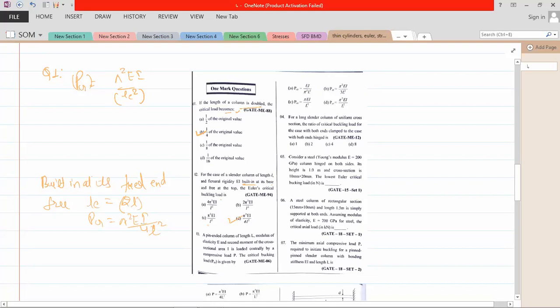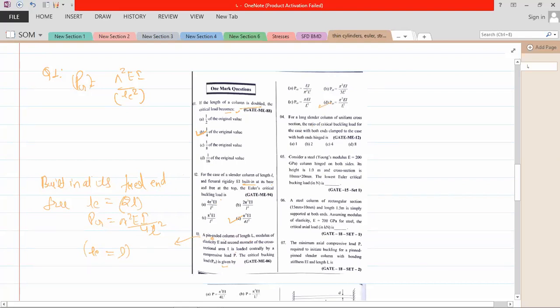Now the next question. A pin-ended column of length L, modulus of elasticity E, and second moment of cross-section area I is loaded centrally by a compressive load P. What is the critical buckling load? It is a pin-ended column, so both ends are pinned. So LE is equal to L, and the critical load would be pi square EI upon LE square, that is pi square EI upon L square.